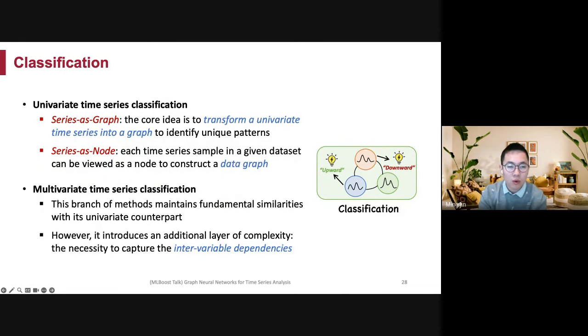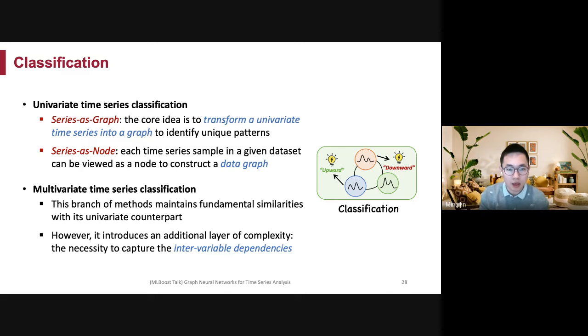Okay, and when we talk about classification, again, it could be univariate or multivariate. Taking univariate time series classification, for example, the core idea is to transform a univariate time series into a graph, as I mentioned, to identify the unique patterns. For example, you've got multiple univariate time series, but you have one of them as your target time series, as in the example that we illustrated before.